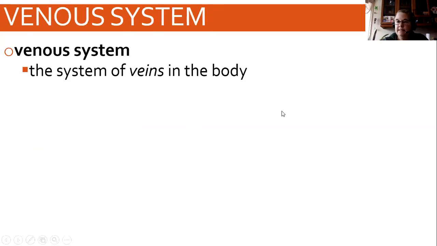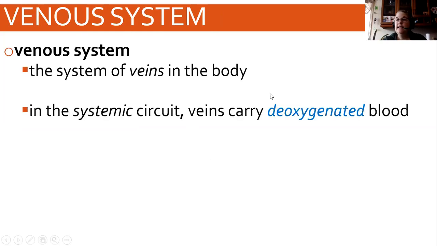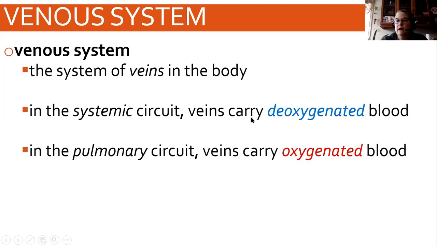So now we have veins. The venous system of the body is all about our veins, the system of veins in the body. Again, in the curriculum, there are major veins and then some minor veins that you need to know. The systemic circuit veins carry deoxygenated blood, and in the pulmonary circuit, the veins carry oxygenated blood.